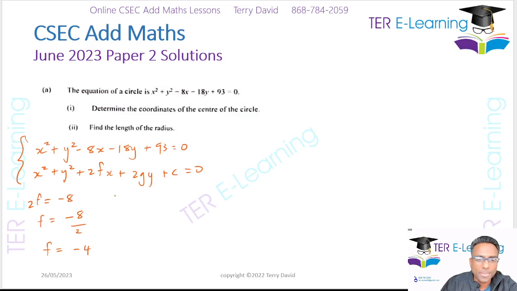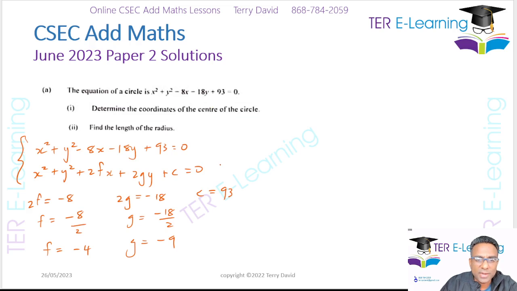That's f. The next one now, if we compare, we'll get 2g is equal to minus 18. So g is equal to minus 18 over 2. So g is equal to negative 9. And the only thing we're left with here now is c, which is equal to 93.